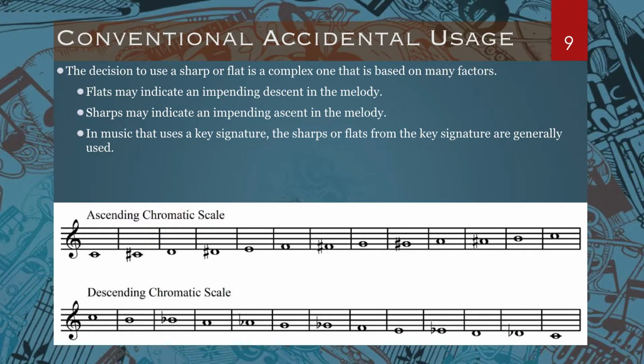And in music that uses a key signature, the sharps or flats from the key are generally used. So if you have a key with an F sharp and a C sharp, you're not going to want to use a G flat and a D flat. You'll want to use the F sharp and the C sharp instead.